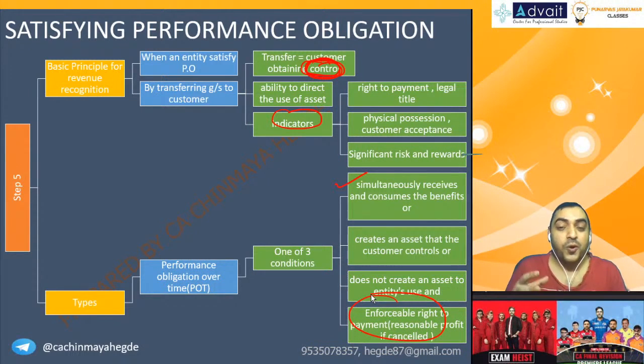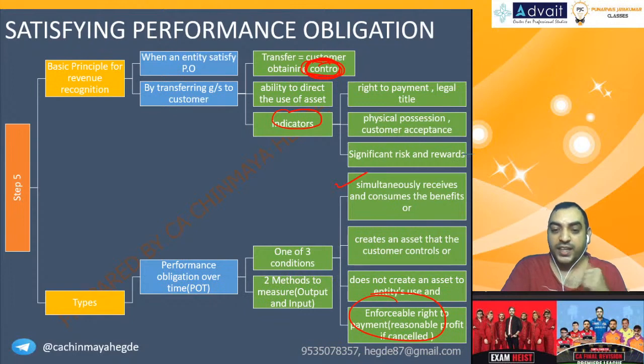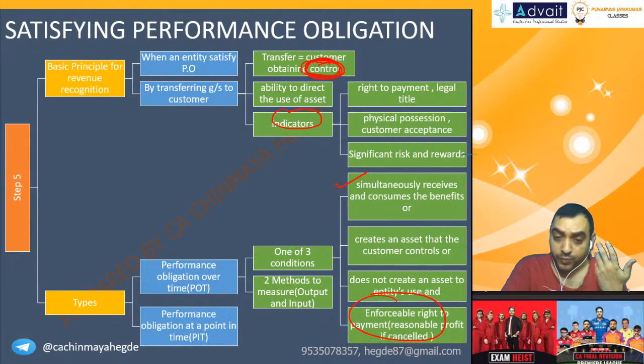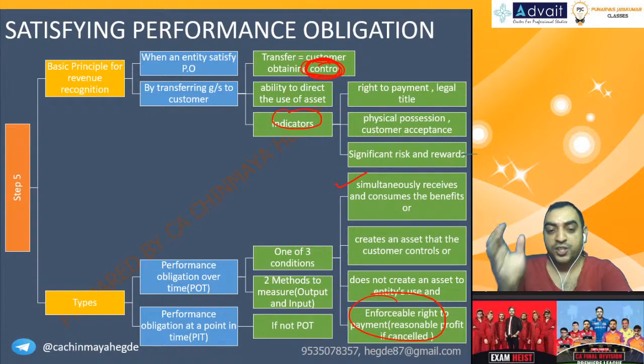So far we talked about substance over form, but this last one is more on form than substance. In form, do you have the right to receive money for the work done? If one of these points is satisfied, it is performance obligation over time, and proportionately you recognize. Otherwise you recognize it at a point in time. The moment it is transferred, revenue is recognized. Till then, you will show it as inventory.